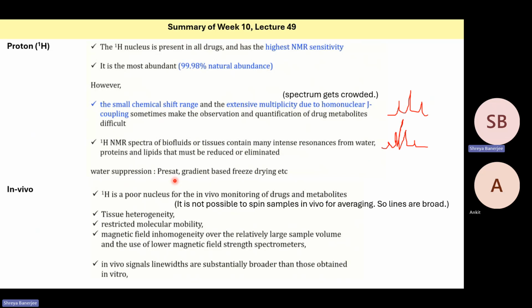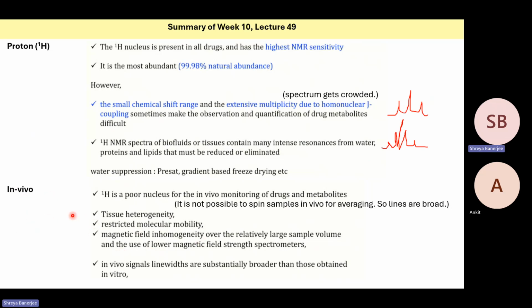That is for in vitro. What about in vivo? For in vivo, 1H is a poor nucleus because it is not possible to spin the samples in vivo. And with 1H, the problem is that because of this J coupling and everything, the lines become very broad. So because of the restricted molecular mobility that is there in vivo and the small chemical shift range, the lines become very broad. Another problem is that there is a magnetic field inhomogeneity over the relatively large sample volume. So in vivo means you are putting the whole human or animal inside the MRI machine.